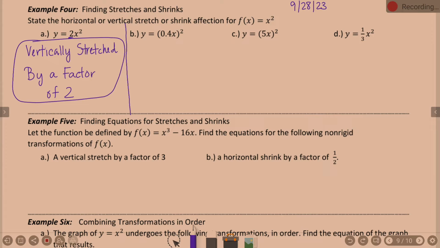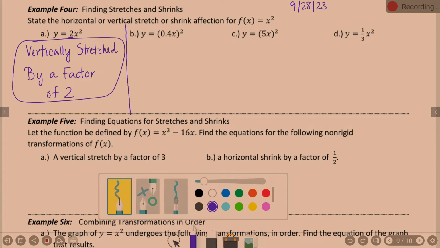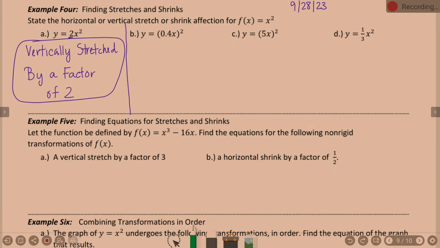Okay. B. Thoughts on B? It's a fraction. It is a fraction. Okay. And I'm going to be honest, we could go two different directions with this one. The design of this one is we do want to talk about the horizontal relationship. So let's talk about this decimal 0.4. What do you know about the decimal 0.4?